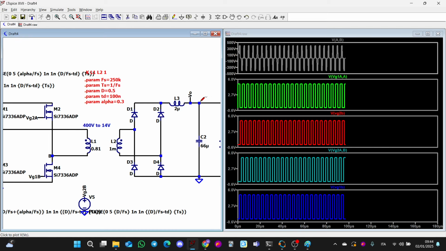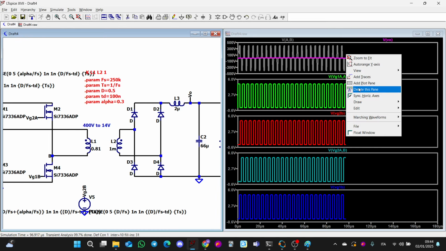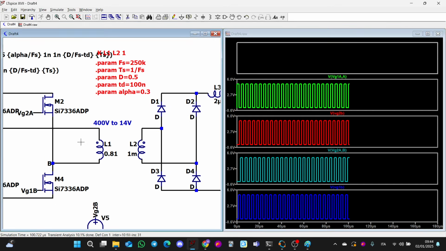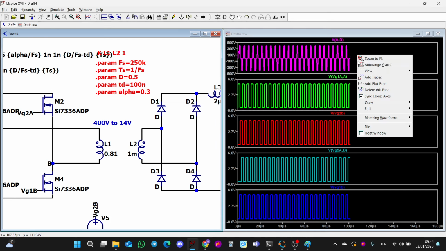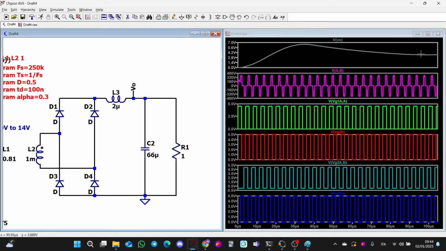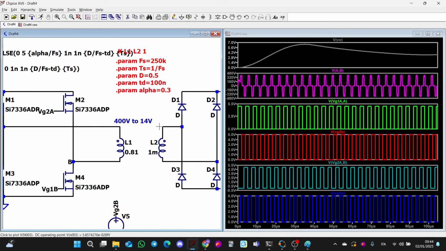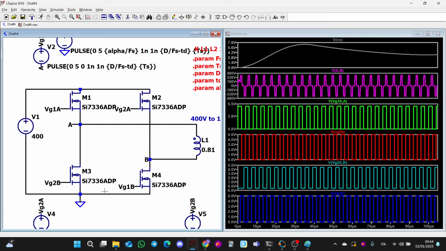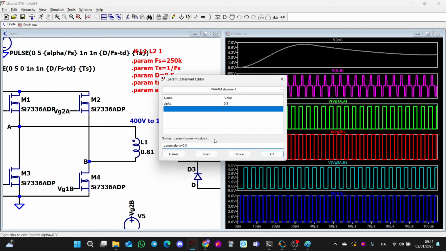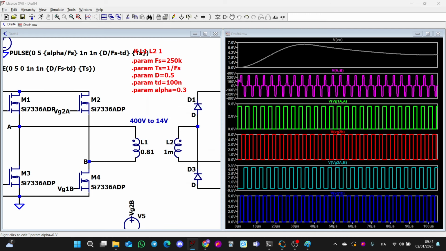Now, as you can see, the output voltage is not anymore, whoa. Maybe I can stop the simulation. Okay, let's stop it there. As you can see, the output voltage is not 14 volts anymore. That's the reason, because the parameter alpha influences the output voltage. Okay, so if now I decrease alpha to 0.2, the output voltage will change again.